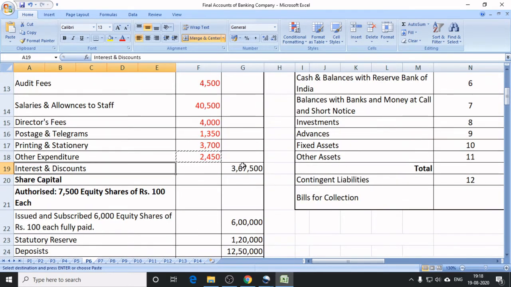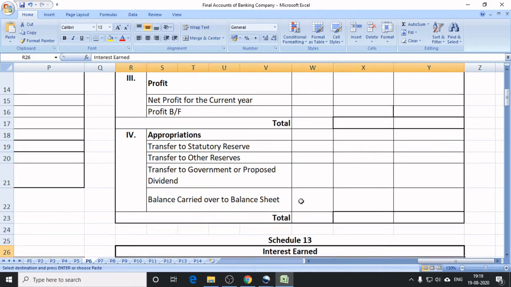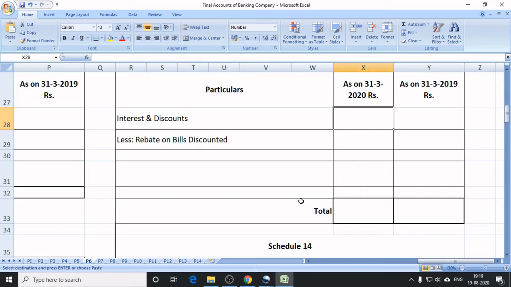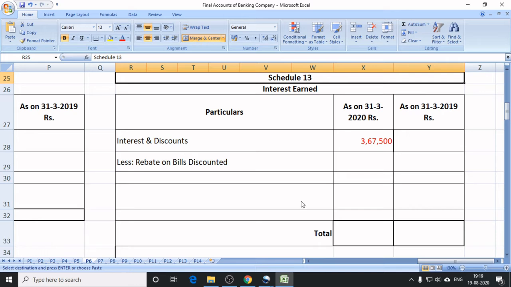Next is interest and discount. It has a credit balance. It is not the bank's liability, it is an income of the bank. Why is it an income of a bank? Because this ledger has a credit balance, and if any ledger has a credit balance, then it would be either liability or income, but we all know that interest and discount is the bank's income, and for recording this income we have a specific schedule, that is schedule number 13, interest earned. So show it under schedule number 13, interest earned, in the column of current year, 3,67,500.